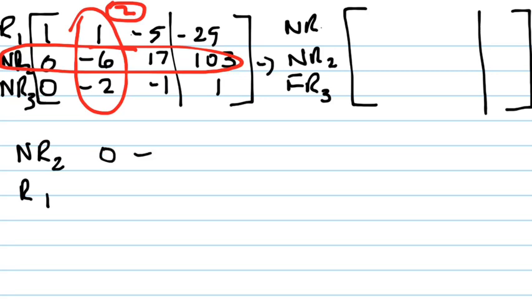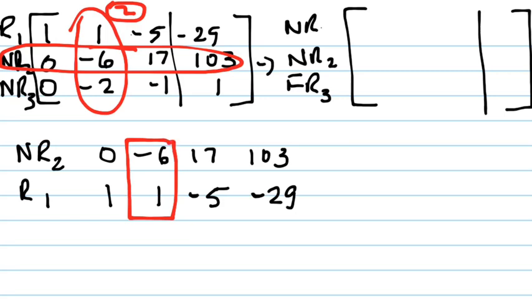So 0, negative 6, 17, 103. Circle them in a different color, hopefully. That'll make sure you really know what you're using. 1, 1, negative 5, negative 29. Okay. Remember, we're trying to eliminate here.